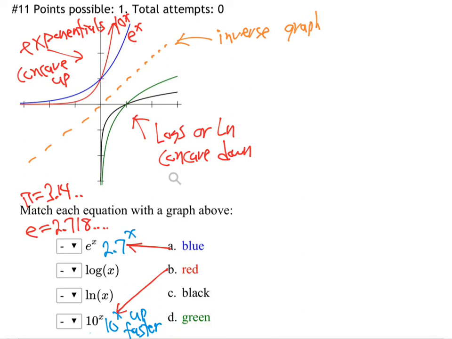Inverse graphs reflect across the diagonal line y equals x. So therefore, this 10 to the x graph is going to reflect to this one.